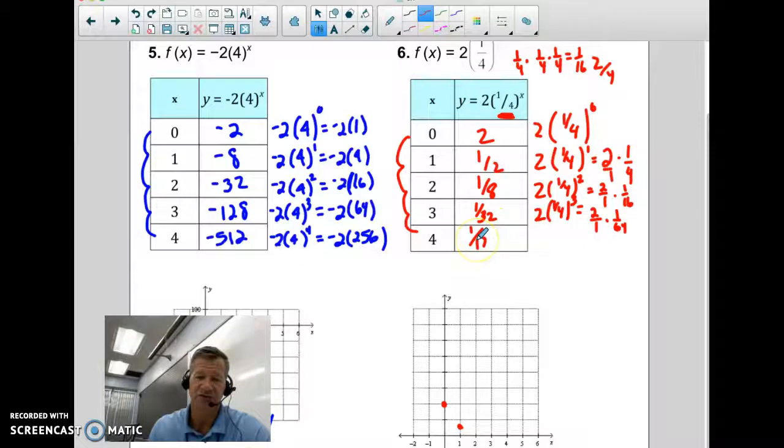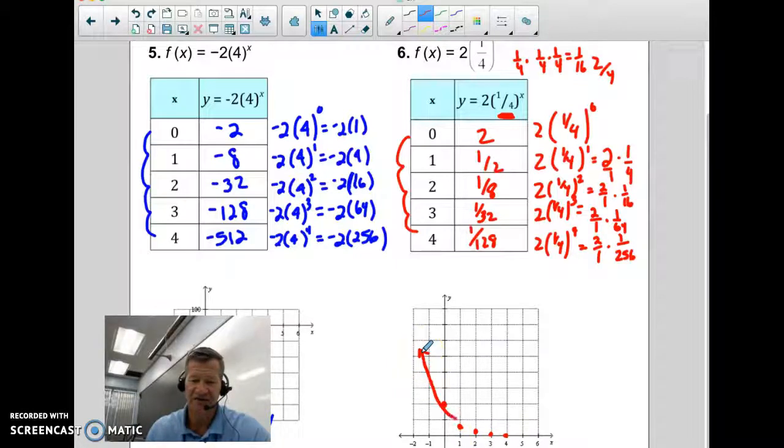I think that's 128. So 2 times 1/4 to the 4th power is going to give you 2 over 1, since 4 to the 3rd was 64, 4 to the 4th is 256. And then you can simplify 2 over 256 to 1 over 128. So these numbers just get so close. So I'm at 1/8 here, then I'm at 1/32, then I'm at 1 over 128, just tiny numbers. So my graph starts high and gets low.